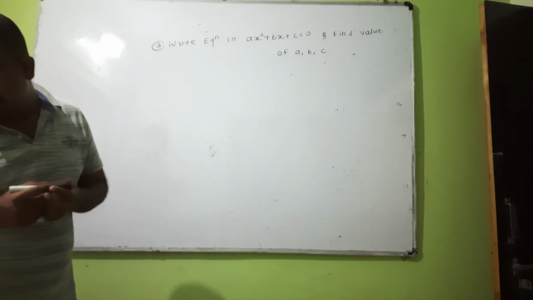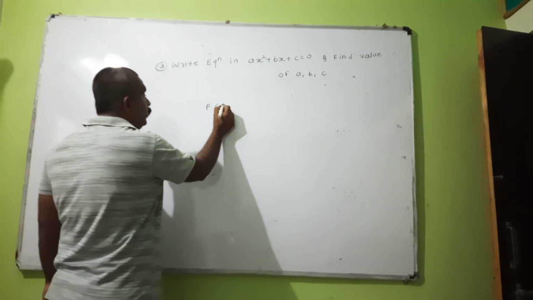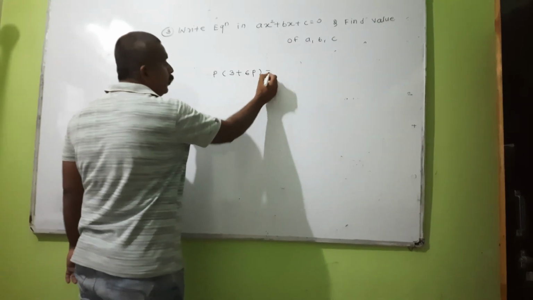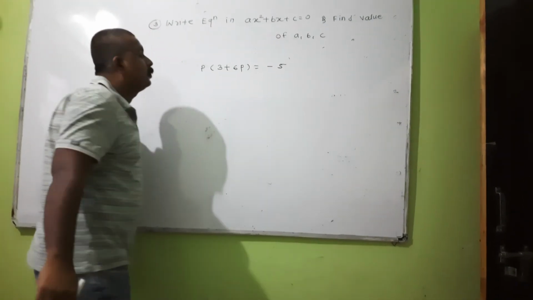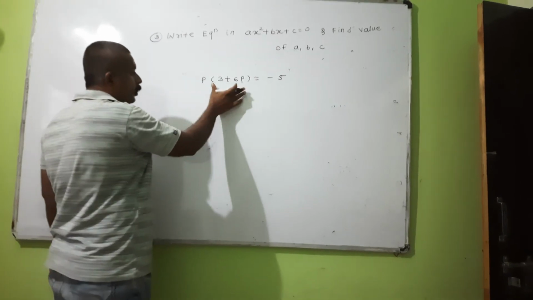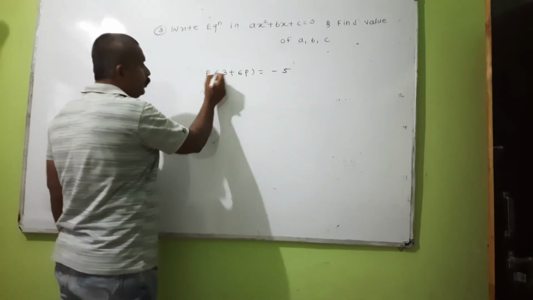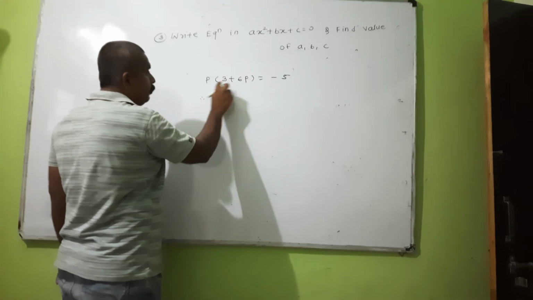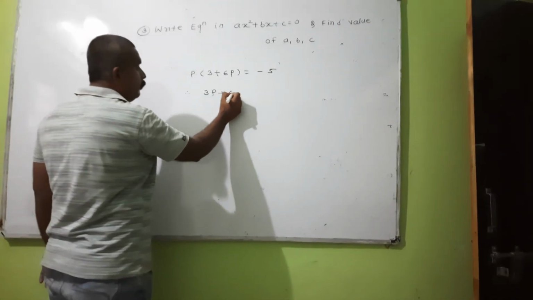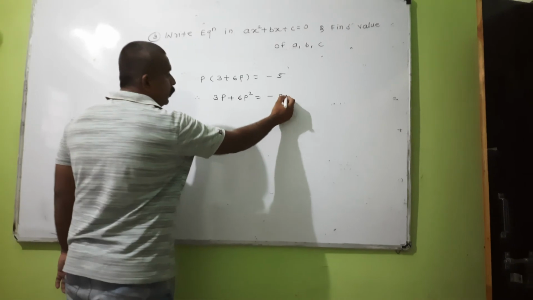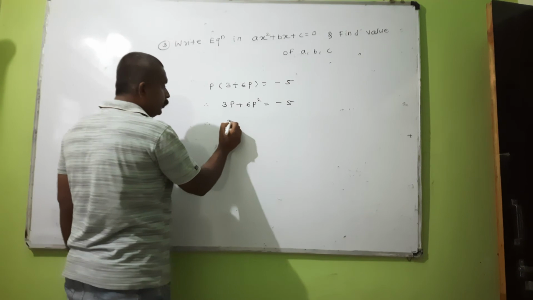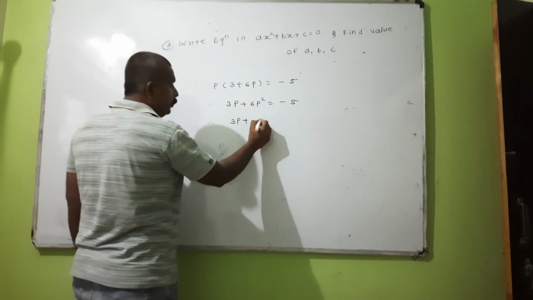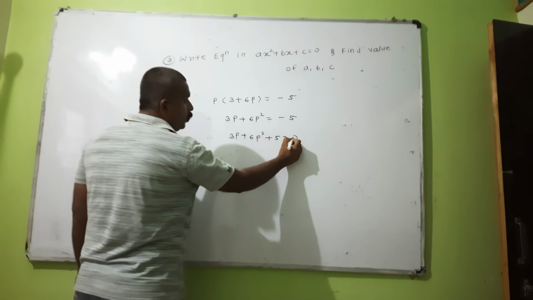The next example, p(3 plus 6p) equal to what? Equal to minus 5. Okay. So first of all, what you have to do, you should multiply this bracket by p. So p into 3 becomes 3p. p into 6p becomes 6p square, minus 5. What is the next step? You can shift this term toward the left side. So 3p plus 6p square plus 5 equal to 0.